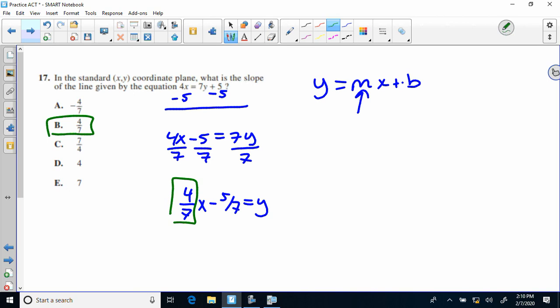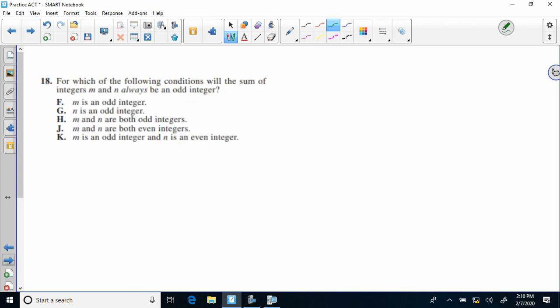Number 18. For which of the following conditions will the sum of integers m and n always be an odd integer? Really, they're asking you, do you know what an integer is? Integers are all the positive and negative whole numbers, so it's whole numbers and their opposites. There you can have even and odd ones, and so you're just going to randomly check some really quickly.